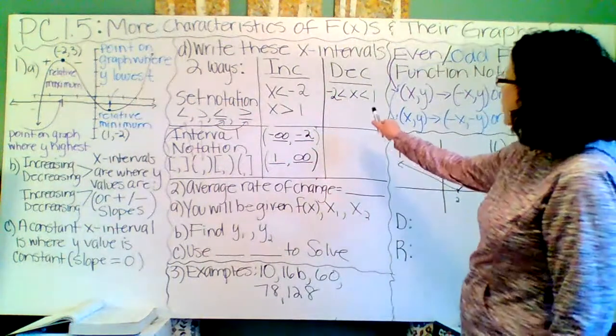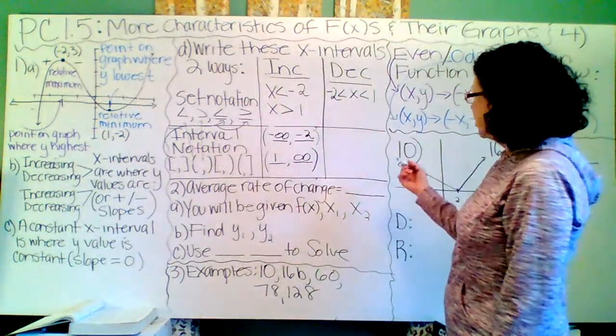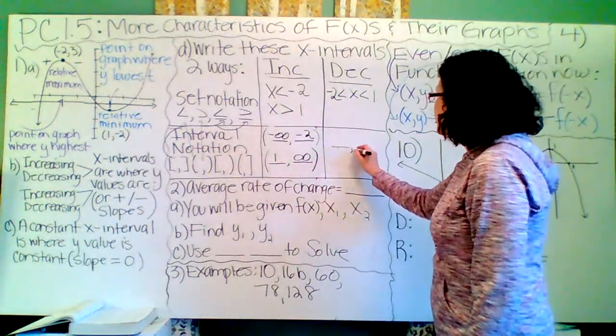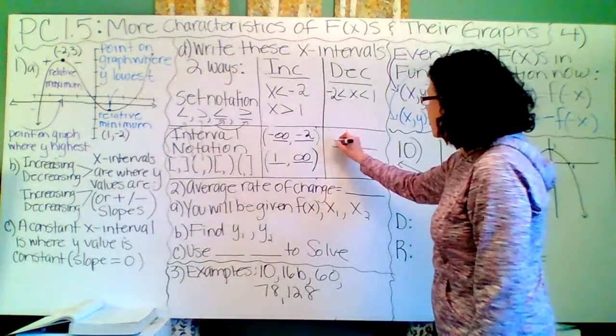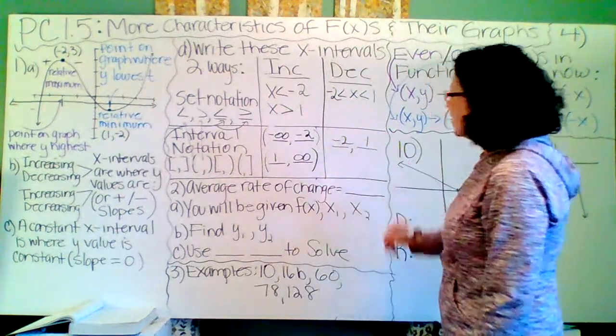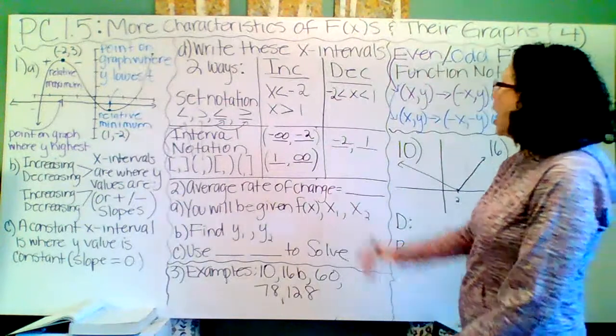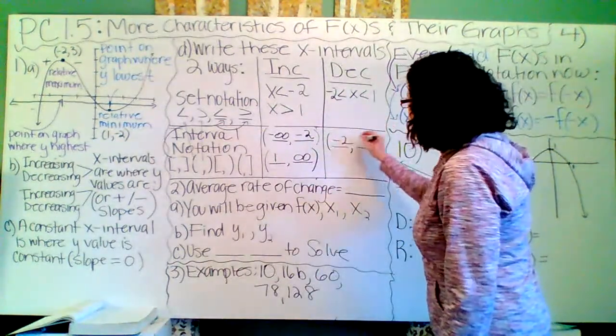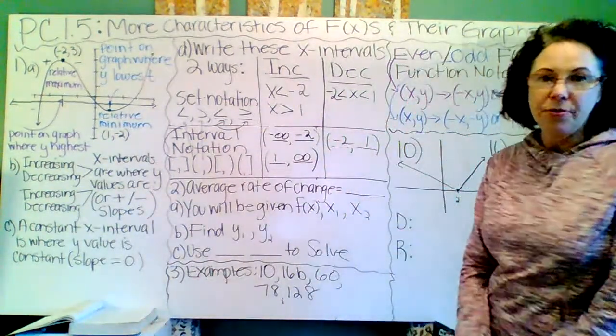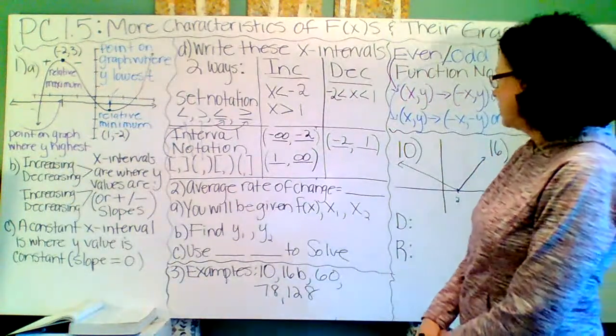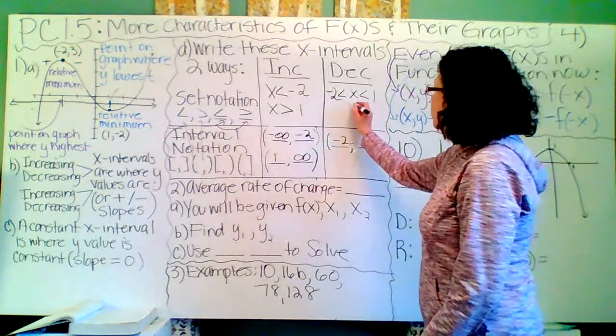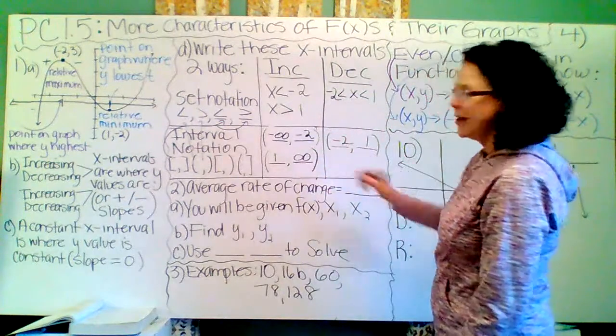Okay, for all the x's in between negative 2 and 1 in interval notation, that's a little easier because I can see the lowest number and I can see the highest number. I don't have equal signs, so I'll put parentheses on both. That is interval notation. Notice if I had equal signs, I would have put brackets.